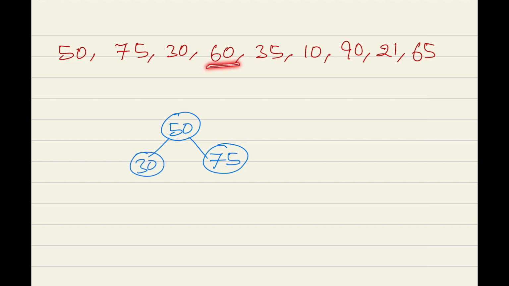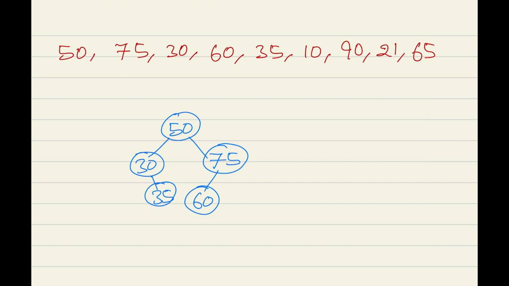Now the next element is 60. Compare with 50. 60 is larger, so come to the right. Now 75 compared with 60, 60 is smaller, so come to the left. So 60 is inserted here. Now read the next one, that is 35. Compare with 50. 35 is smaller, so come to the left. 30 compared with 35, 35 is larger, so come to the right. So 35 is inserted here.